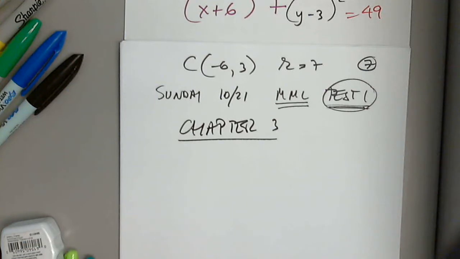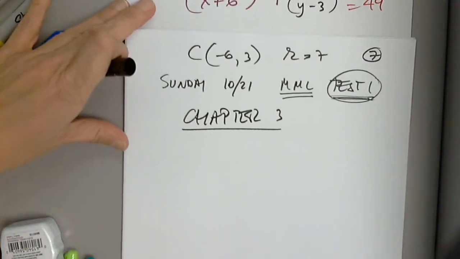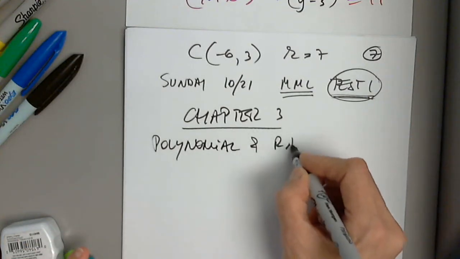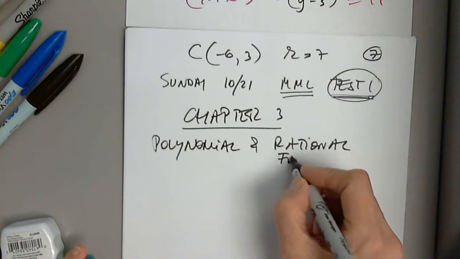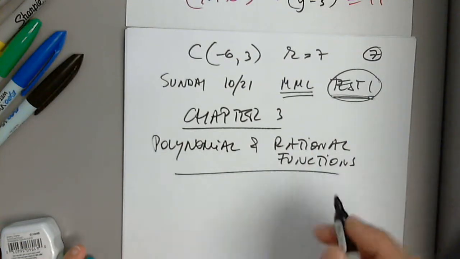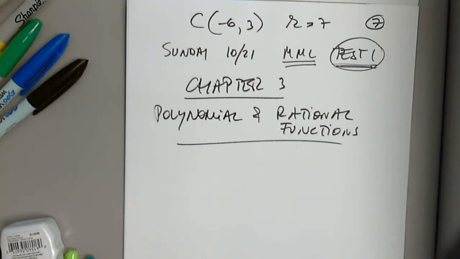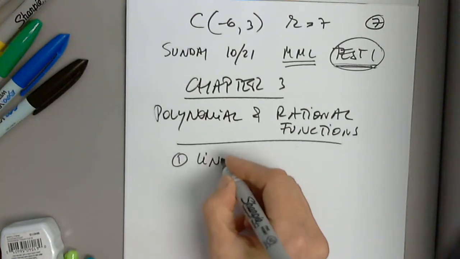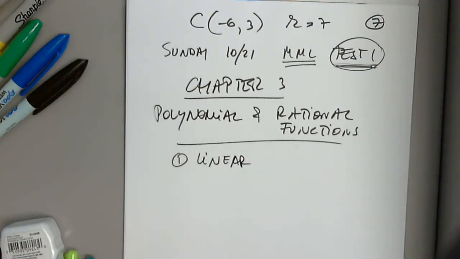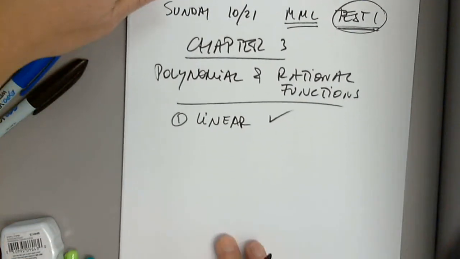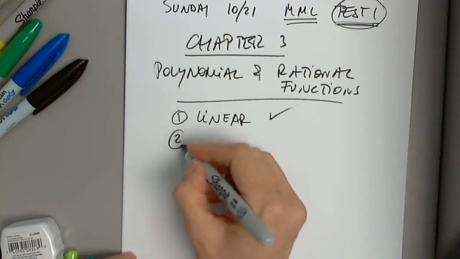We still have chapter 3, chapter 4, and systems and matrices. So there is still a lot of material. Okay, chapter 3 deals with polynomial and rational functions. So polynomial functions, remember it's a big group of functions. The first one and the easiest one is linear. No discussion there, it's done and super discussed and beat to the ground. Number 2, quadratic.